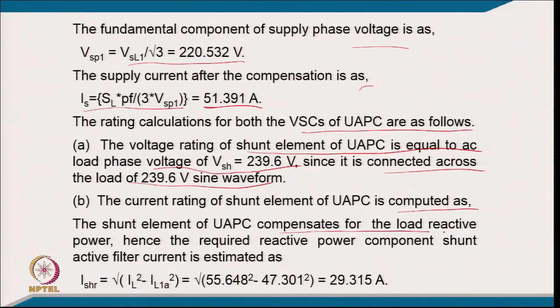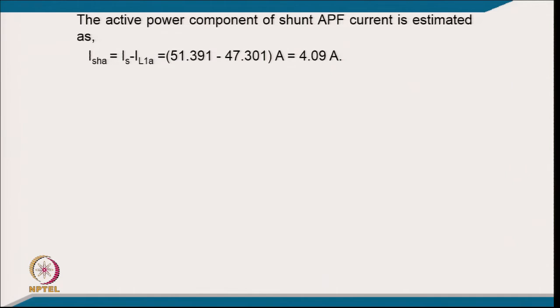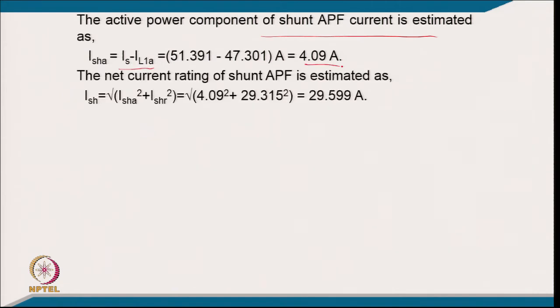The shunt element of the UPQC compensates for the load reactive power, and the required reactive power component from the shunt filter is calculated here. So, we have the RMS load current multiplied by the fundamental active component of the load current. So, putting the values here, it comes to 29.315 ampere, and the active component of the shunt active filter, which is circulating from shunt to series, is IS minus ILA. So, it comes to 4.09 ampere, and the net current rating of the shunt active filter is the square root of the active component of current squared plus the reactive power and harmonic current squared.